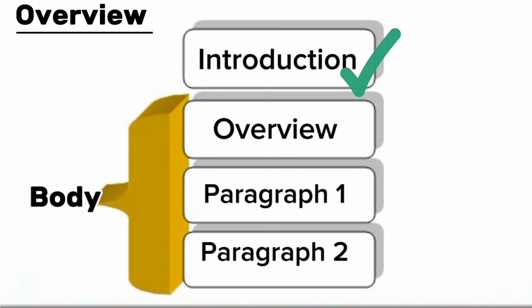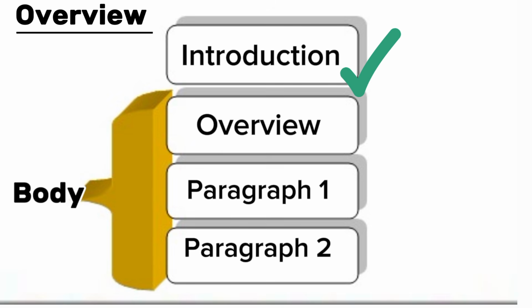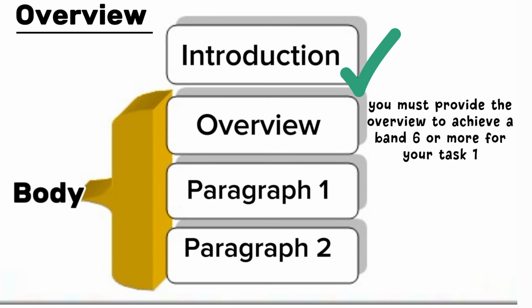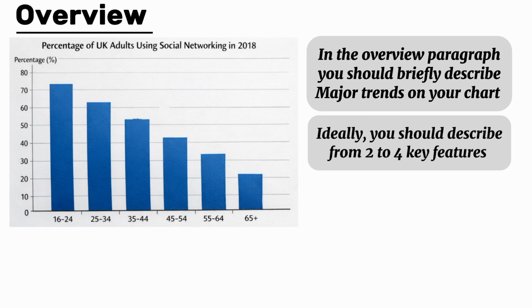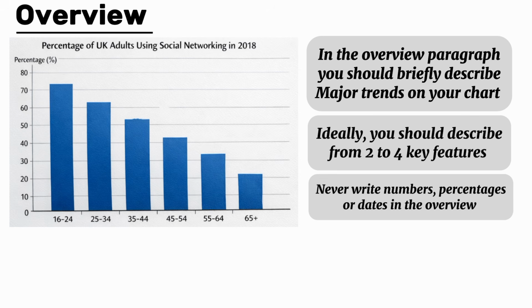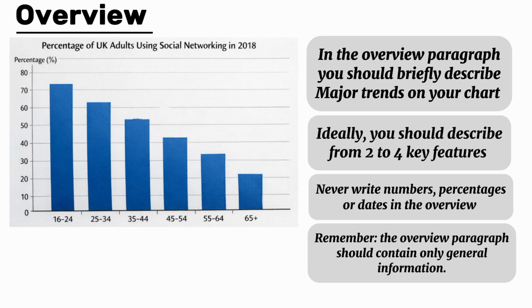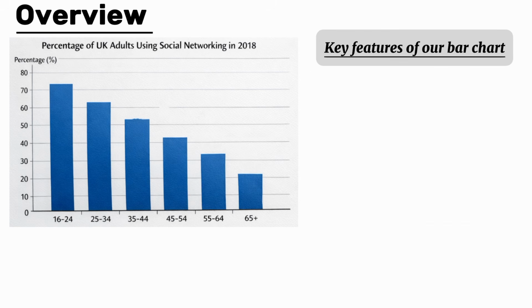Now we move on to the second paragraph, and our second paragraph is a general overview. It is a very important paragraph, and you must provide the overview to achieve a band 6 or more for your Task 1. In the overview paragraph, you should briefly describe major trends on your chart. Ideally, you should describe from 2 to 4 key features. Never write numbers, percentages, or dates in the overview. Remember, the overview paragraph should contain only general information.